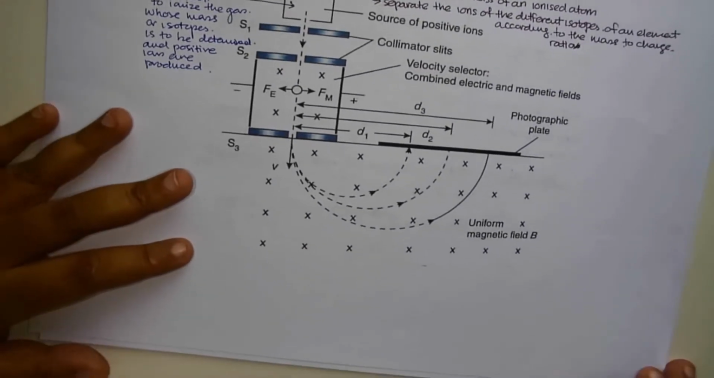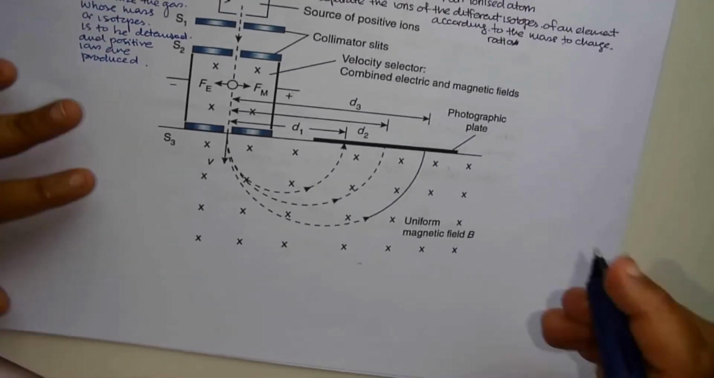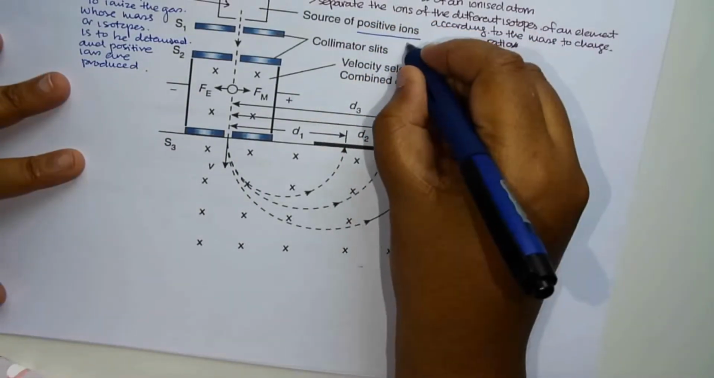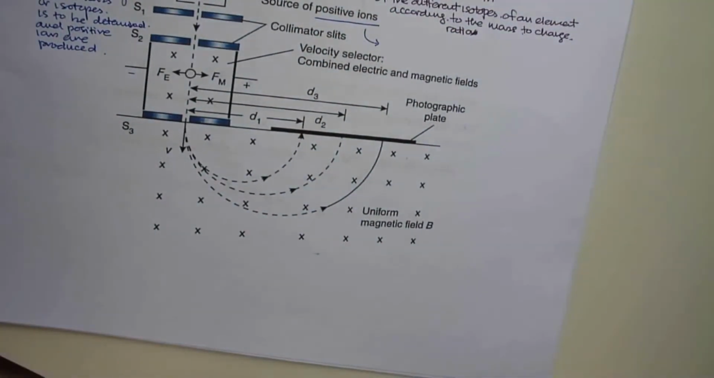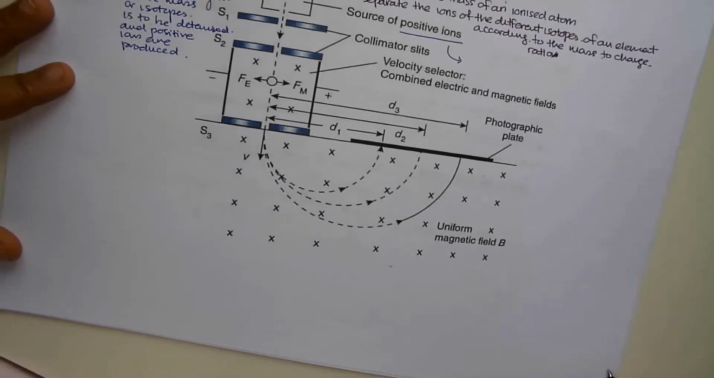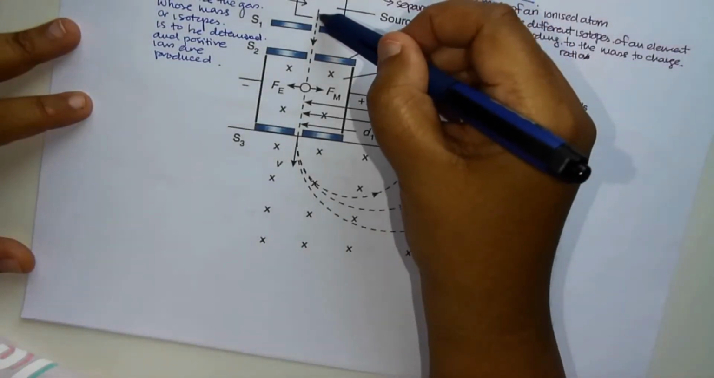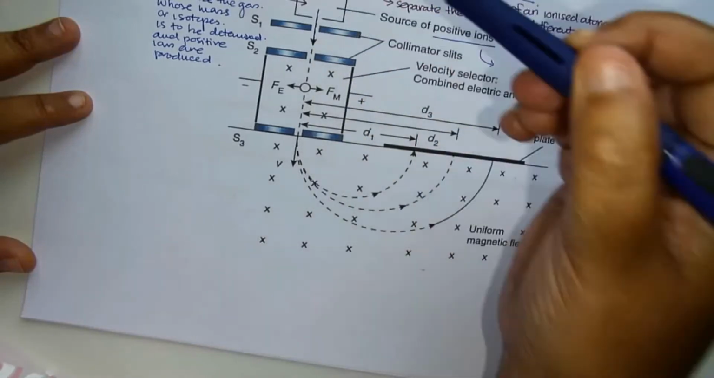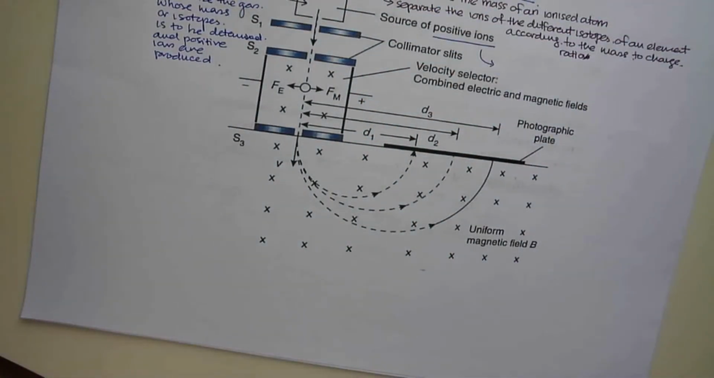Now what is a positive ion? If one or more electrons are removed from the atom, then it has a net positive charge and it becomes a positive ion. So now we have a positive ion which flows here into the collimator slits.